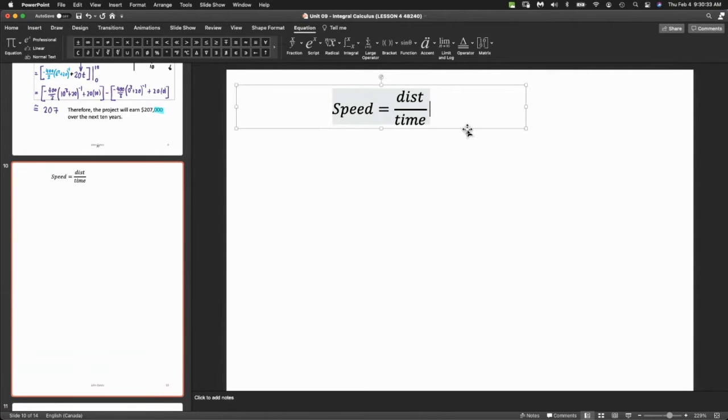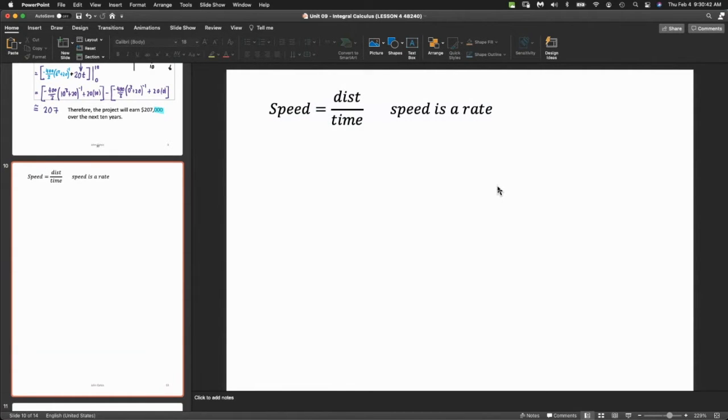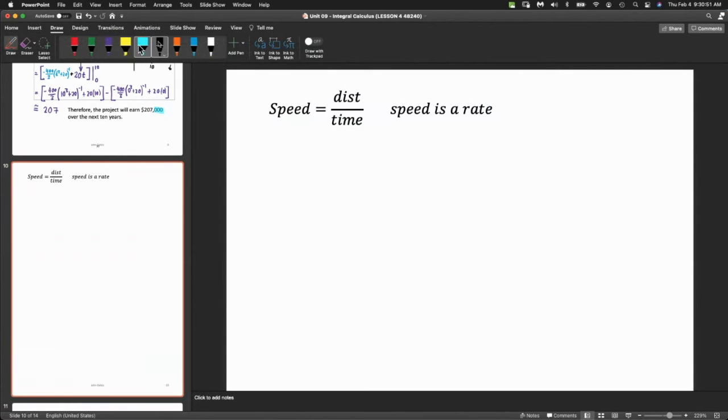Okay. Speed is a rate. Does everybody make sense of that? Speed is a rate. Are we good with speed being a rate? As mentioned by Irvin, it's kilometers per hour, and that is a rate, or a rate of change.